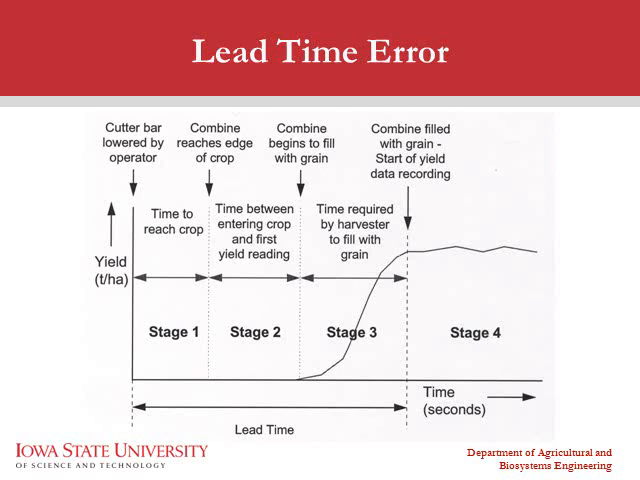Now in typical systems, from the time you engage the crop with the header until you get full flow rate of grain up to the clean grain elevator, stages 2 to 3, it's typically anywhere from 10 to 15 seconds, with 12 to 13 being a pretty good average number.